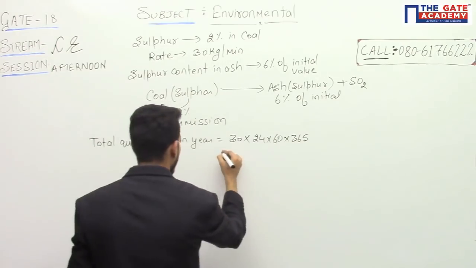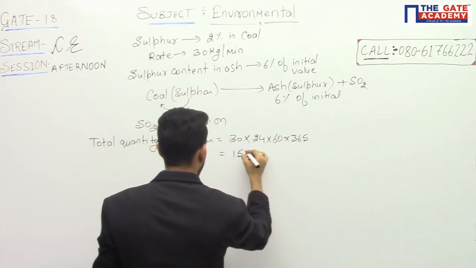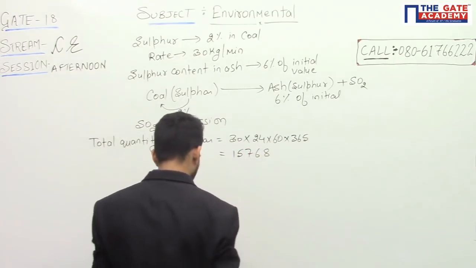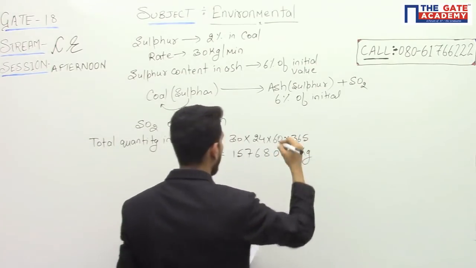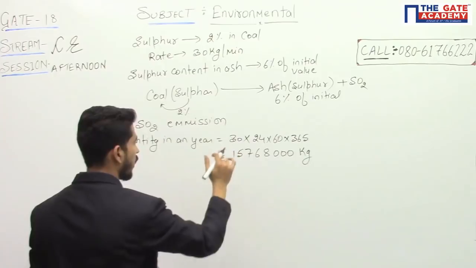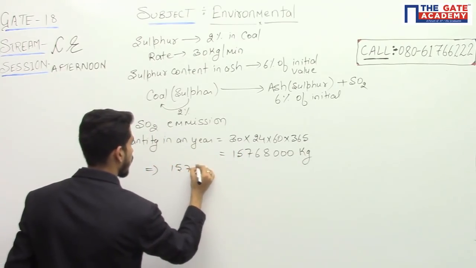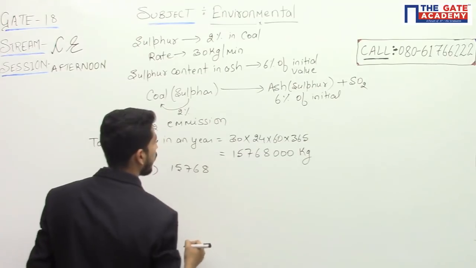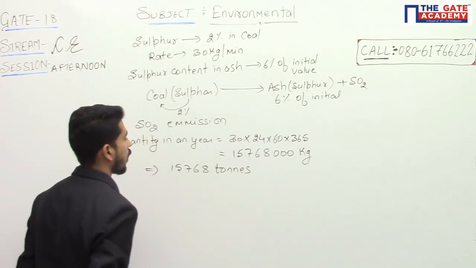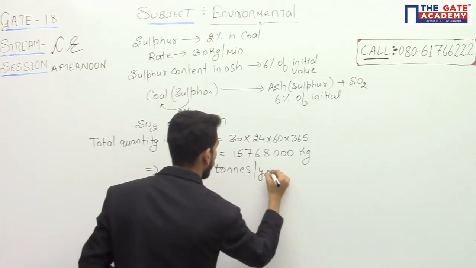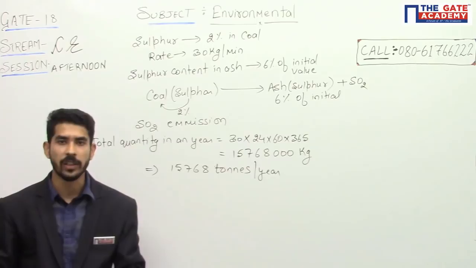So this is equal to 15,768,000 kgs. Let us convert this kgs into tons. So this will be equal to 15768 tons in 1 year.